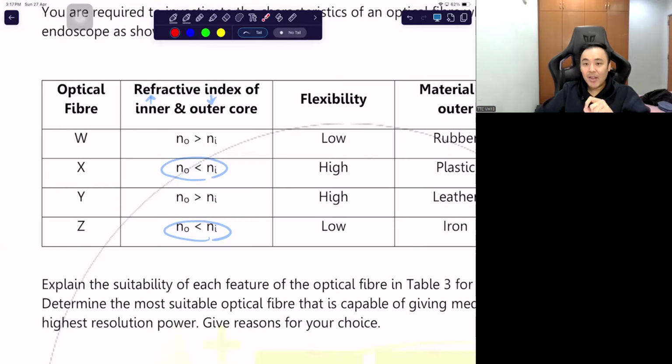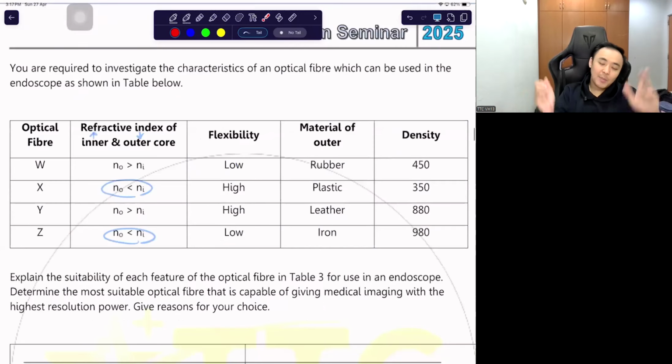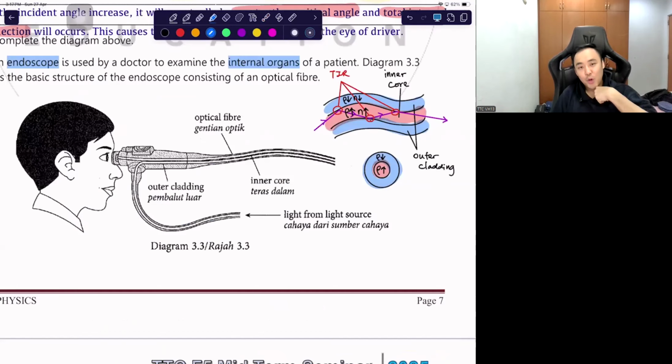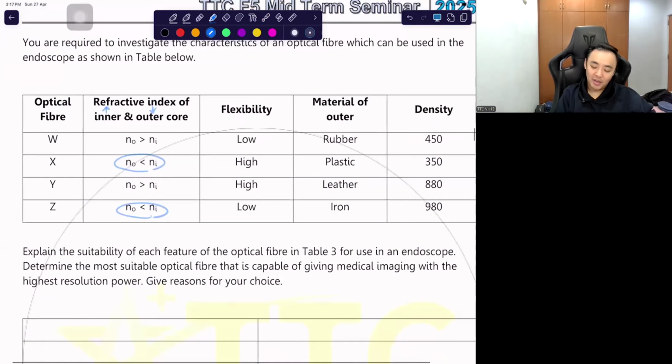That's the trick. Okay? Now, what about flexibility? Flexibility, 3 marks. What do you think? Should you have high or low flexibility? You think about it. This thing is going to go inside you. Let's say I put it inside your stomach. It needs to go through your mouth, through your throat, all the way down. Should it be flexible or not? Of course, flexible. Low flexibility means it's hard, cannot bend. Then the doctor is going to stuff it all the way in and injure your throat all the way down, right?